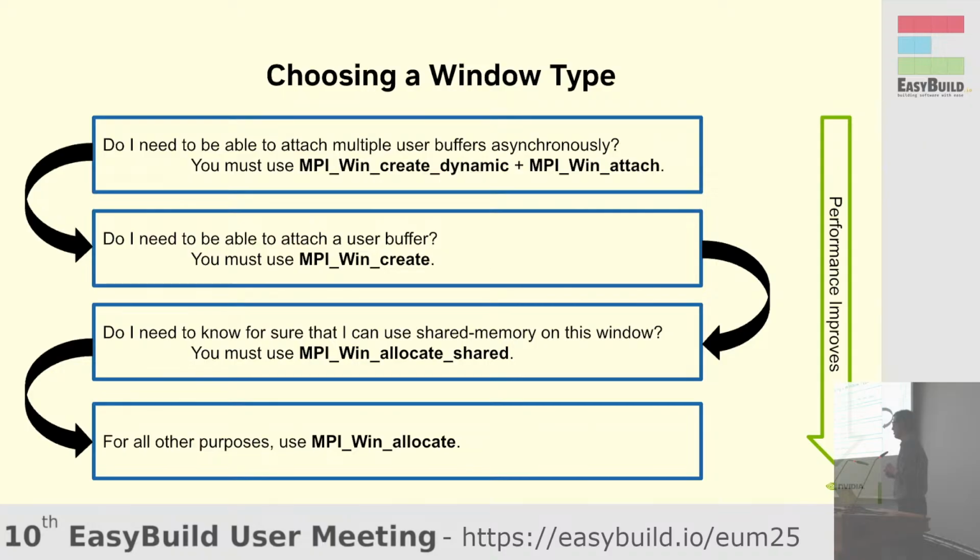If you need to know it's in shared memory, use WinAllocateShared. Otherwise, if all else fails, and by and large, please use WinAllocate. WinAllocate gives the best performance across the board. It's got all the features. You can even get shared memory out of it now. We fixed that. And the performance will go up. So unless you have a good reason not to, use WinAllocate. Full stop. That makes that problem easy.